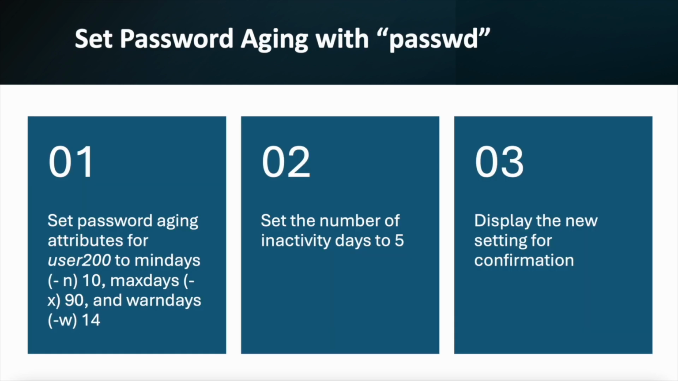So, password aging with passwd. Here we will do the second lab. The first task is to set password aging attributes for user200 to minimum days 10, maximum days 90, and warning days 40. Let's do the lab.